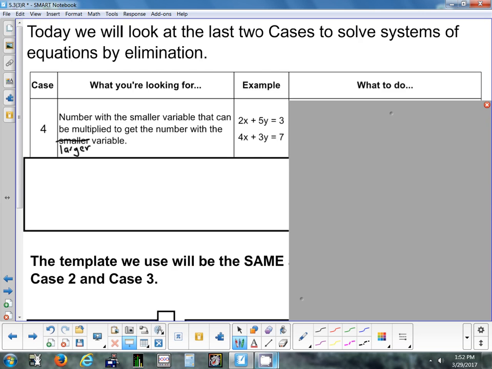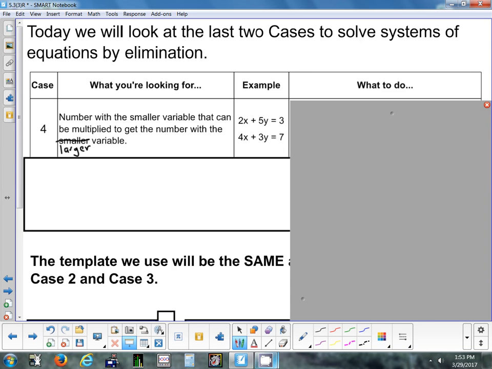Here's my example. 2x plus 5y equals 3 on the top. On my bottom equation, 4x plus 3y equals 7.